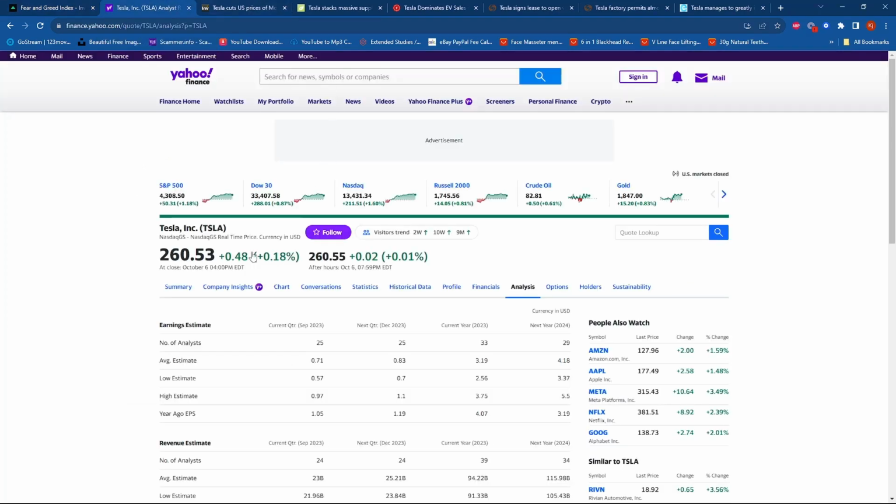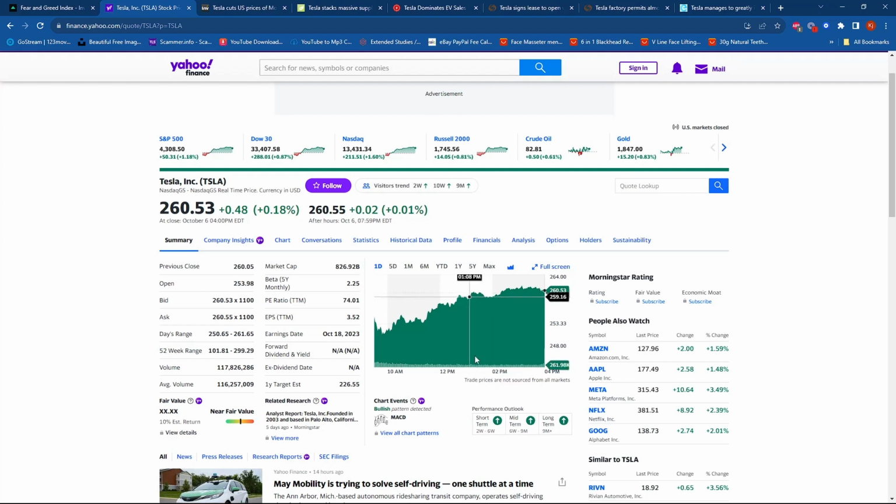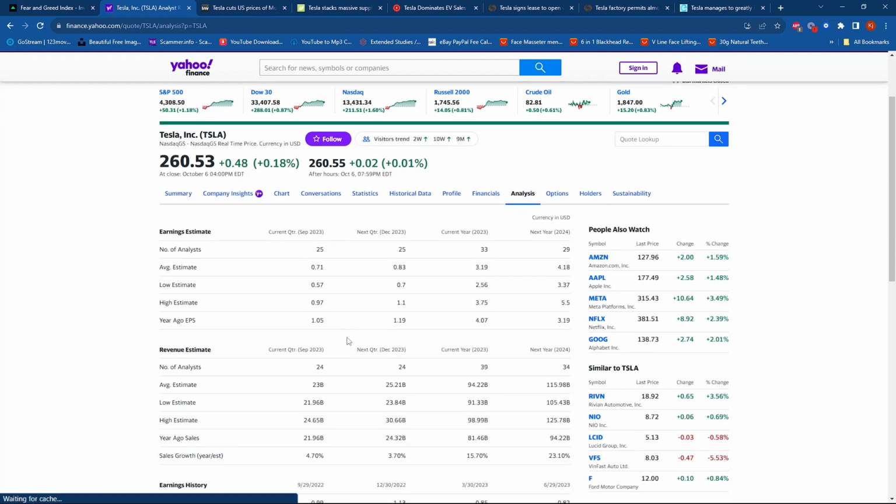Alright, so on to the Tesla analysis. Let's look at the summary real quick. Performance outlook: short term looking good, midterm looking good, and long term looking good. On to the analysis. Let's look at the earnings per share.